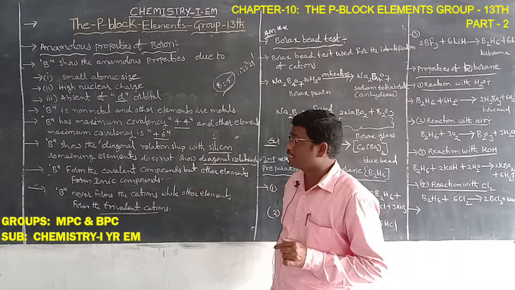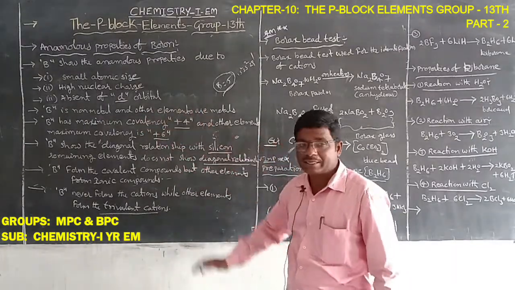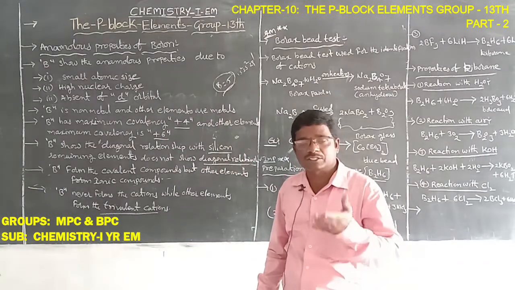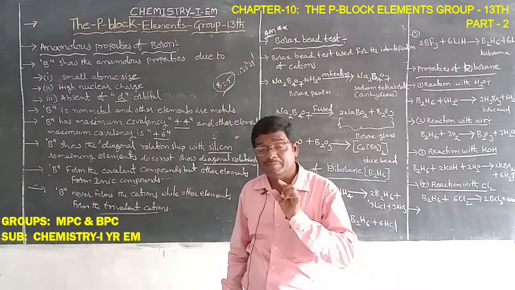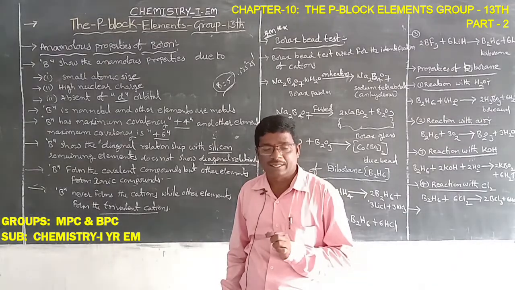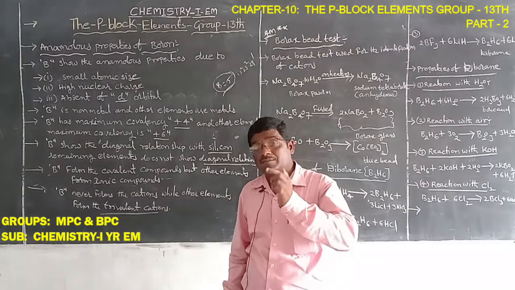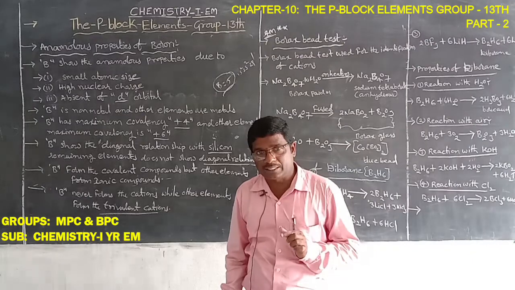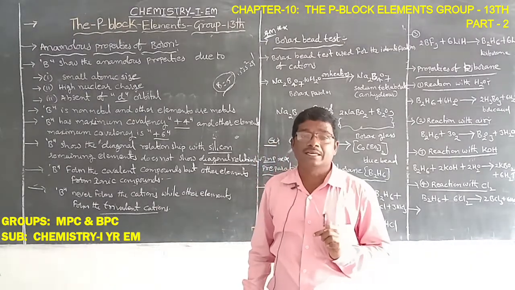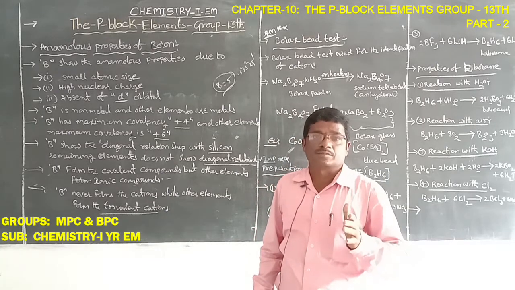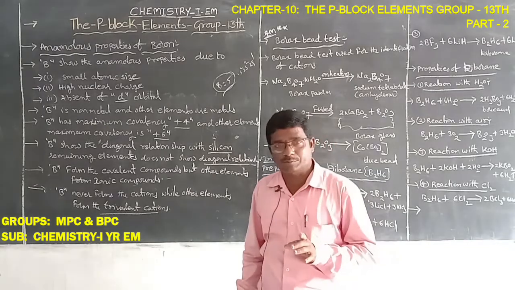Of these anomalous properties, the first one is that boron is a non-metal and the remaining elements are metals. Here the first point is that boron is a non-metal. Remaining all elements are metals. That is the anomalous property. Anomalous means the first element shows different properties due to the presence of small atomic size, high nuclear charge, and absence of the d orbital. So in the third group elements, the first element boron shows anomalous properties.